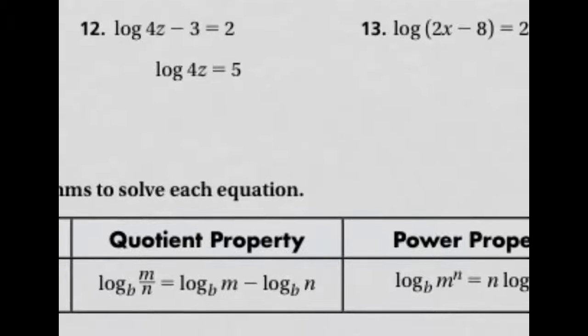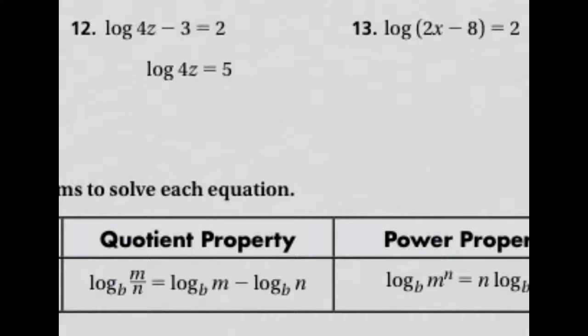Then you figure out what is the base here. Now since it's not written, that means that the base is 10. So we're going to write 10 to the 5th power. Remember, not to the 4z power, to the 5th power. You're going across the equal sign. 10 to the 5th power equals 4z.